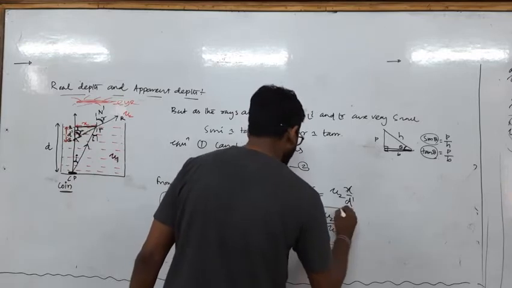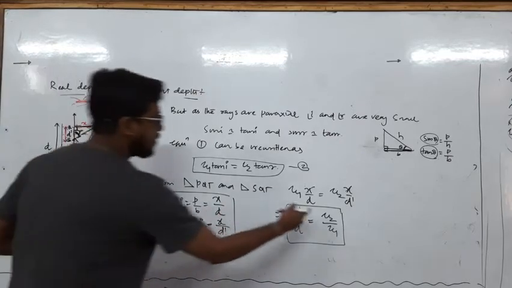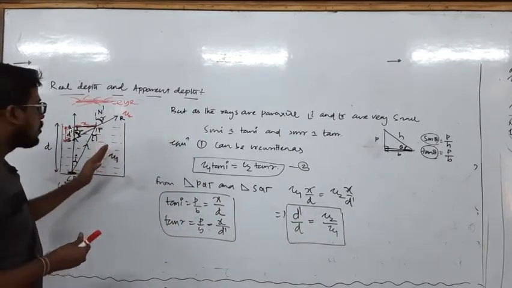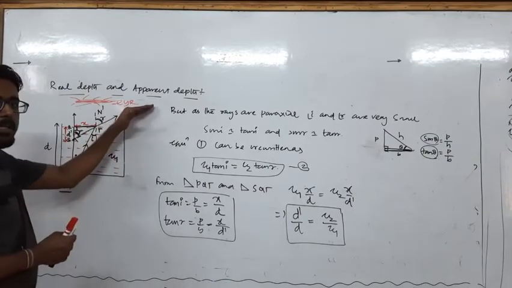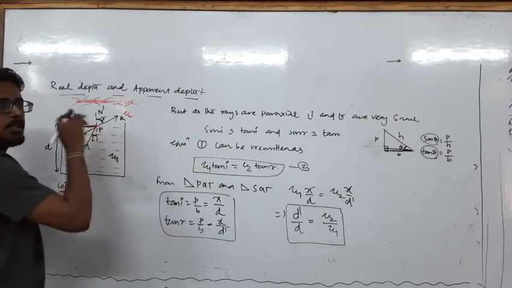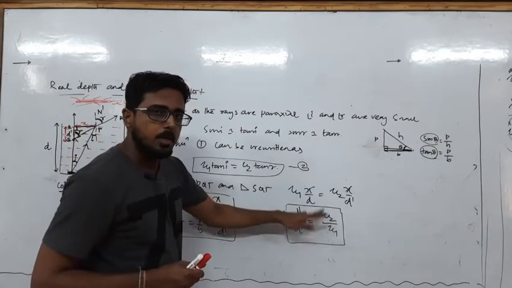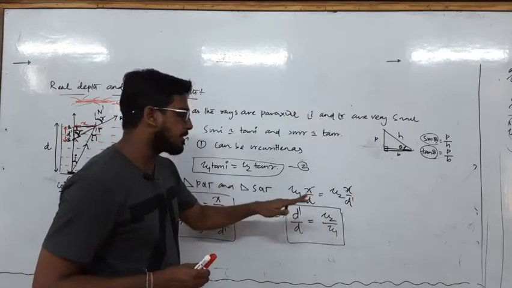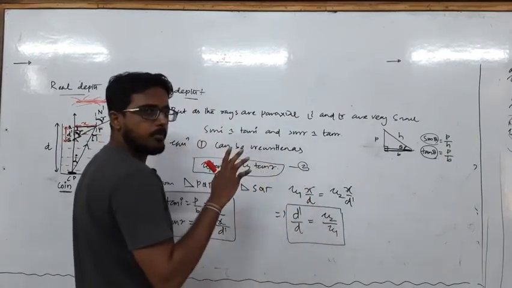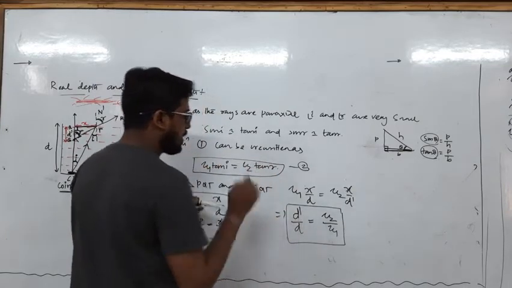So this is the relation between D dash, the apparent depth, and D, the actual depth, which will be mu2 by mu1. What is mu2? Mu2 is the refractive index of the medium to which the light ray is going in, and mu1 is the refractive index of the medium from which lights are coming. So you have to remember that mu2 is the refractive index of the medium into which the incident rays are going, and mu1 is the refractive index of the medium from which the light rays are coming. Clear? And D dash is the apparent depth, D is the actual depth.